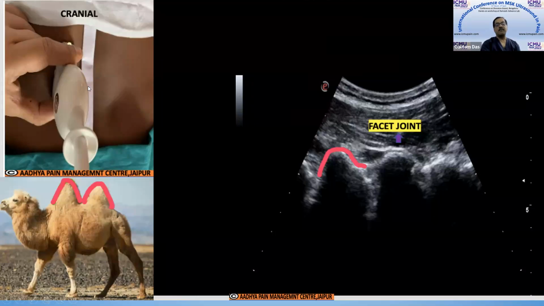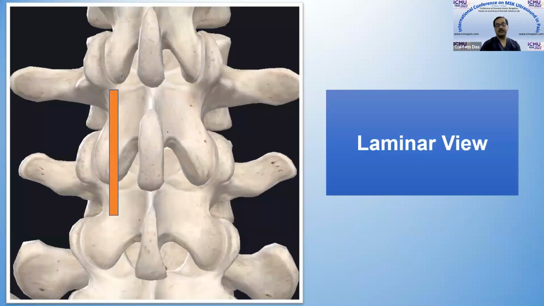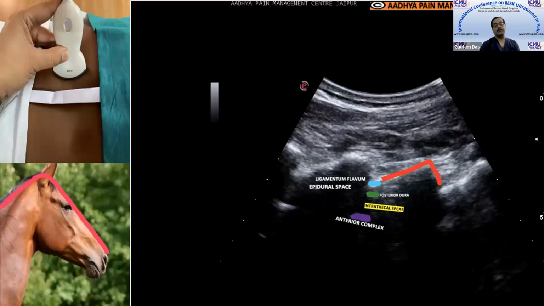It is approximately 2 centimeters from the midline. And then we have the laminar view, or you call it the paramedian sagittal oblique view. So we are tilting it to see the spinal canal in between the lamina. This is one lamina, this is one lamina, and in between the lamina, through the gap, the ultrasound beam goes in, and we can see 2 layers here.